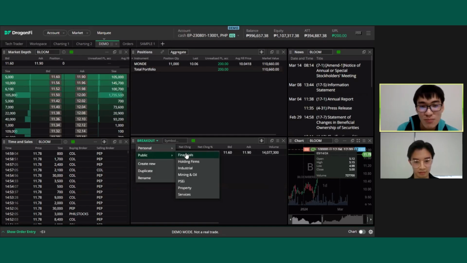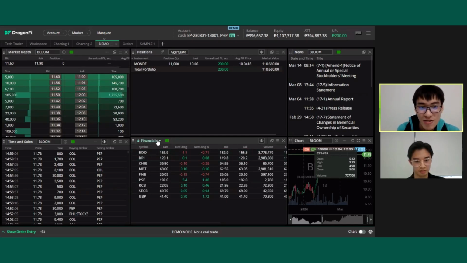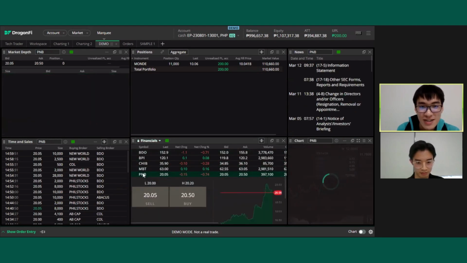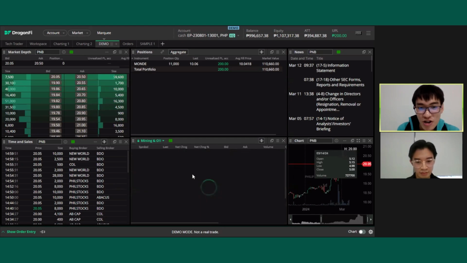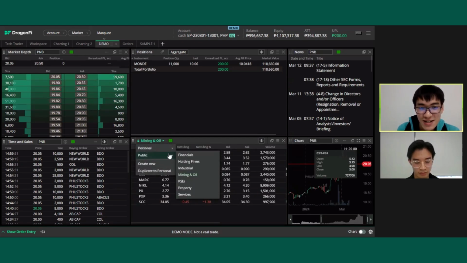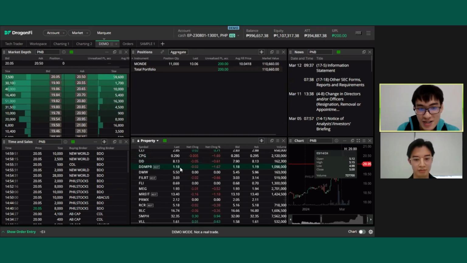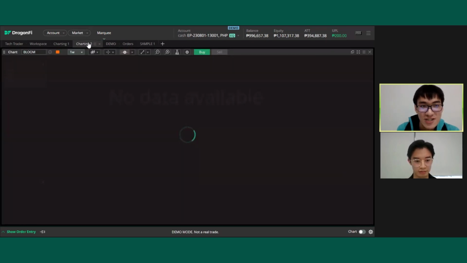Then you can also do it by sector. If you want to look at the bank stocks, just go here, financials, they're all here already. If you want to switch to mining and oil, they're just here. If you want to look at services, property, it's all here. Then you can just chart it also.